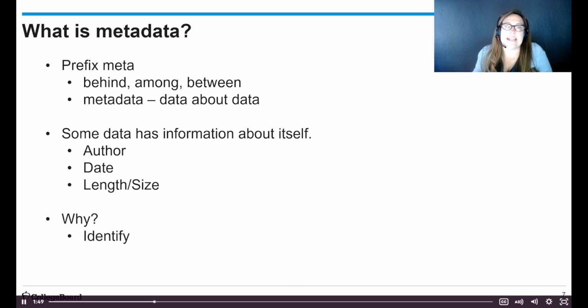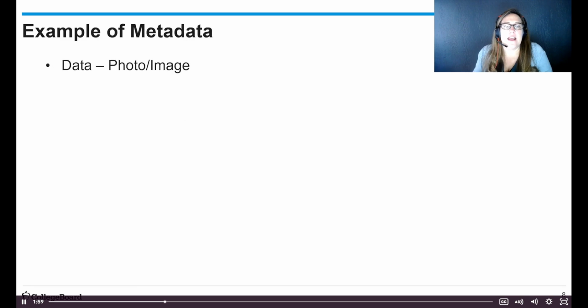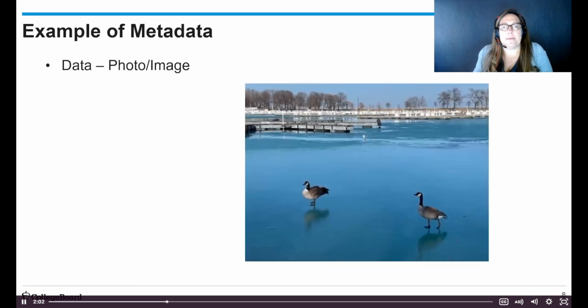Well, that can help us to identify information about the actual data and help us to track and organize a lot of different pieces of data. So let's look at an example. So we might want to look at a photo or image. So I have a photo here, and some of the metadata that I might collect here is the date.